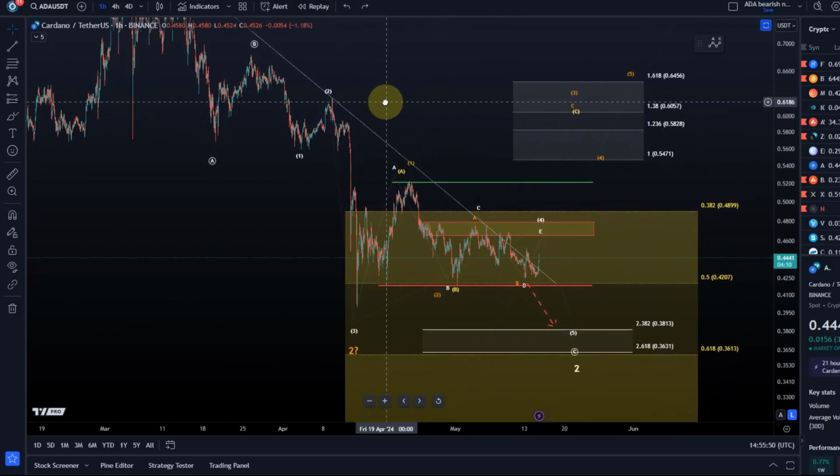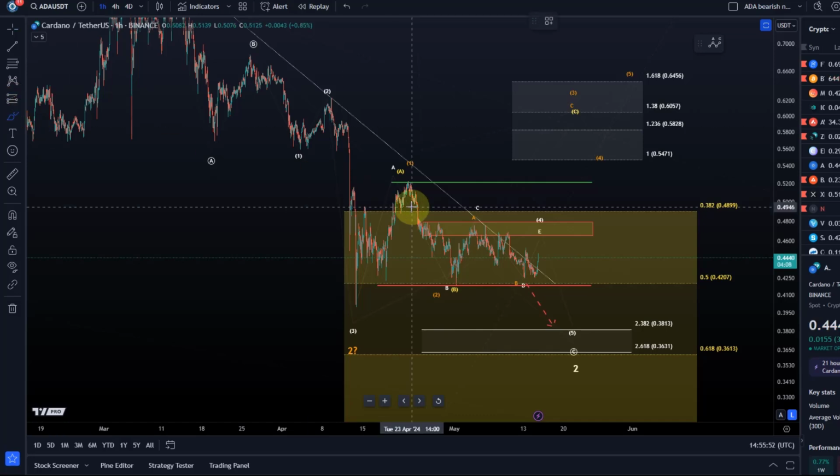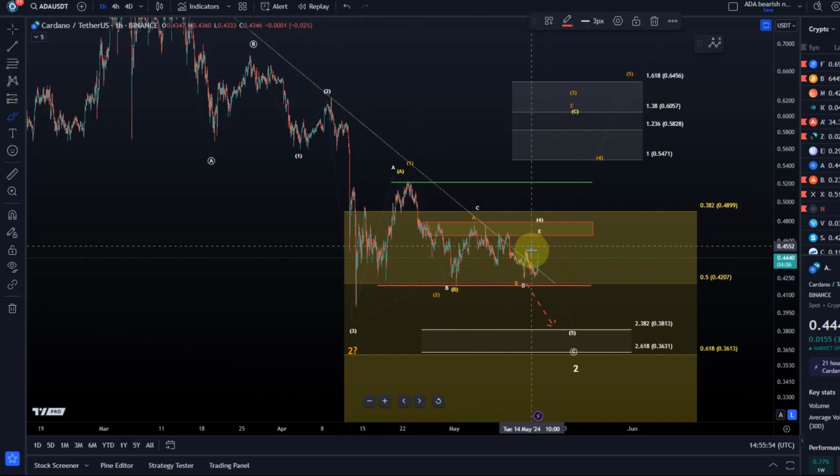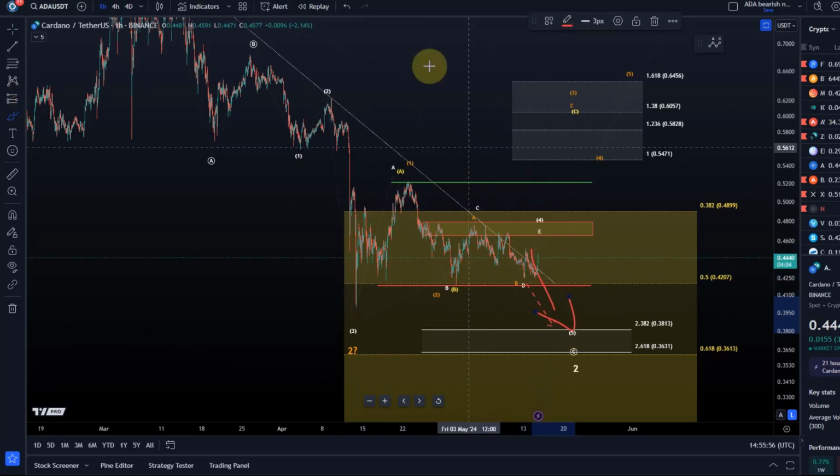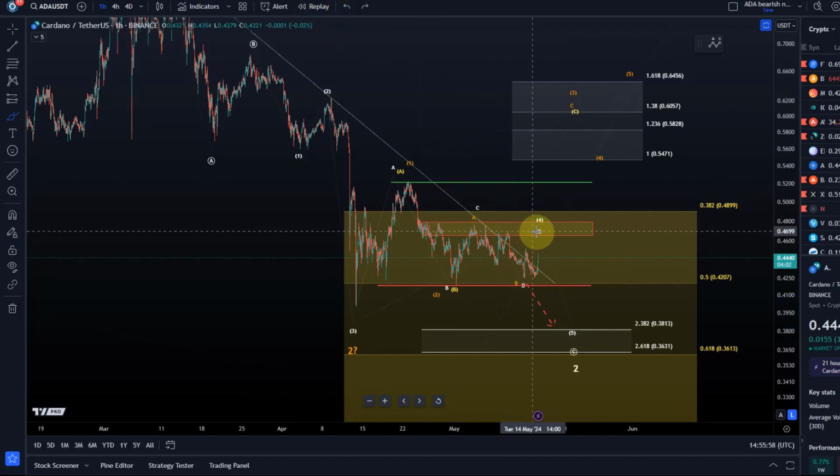First of all, we are dealing with a potential triangle. Okay, we talked about that. One more low still possible and very much expected until we break above 47.9 cents. That would be a first indication that the structure is starting to morph, is starting to change.